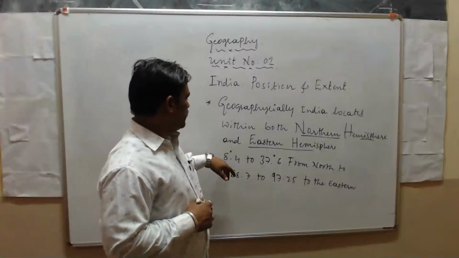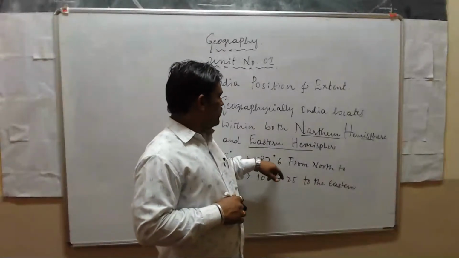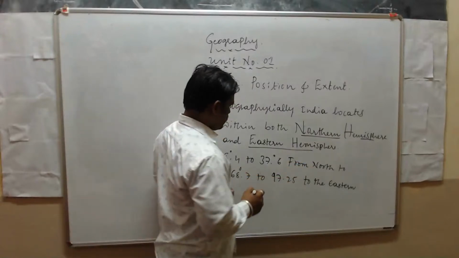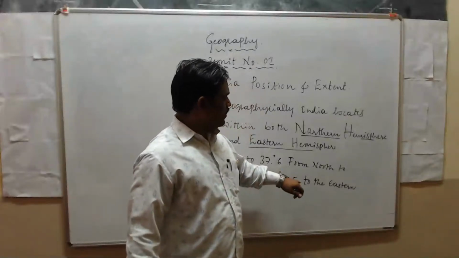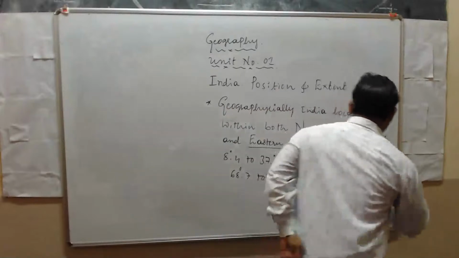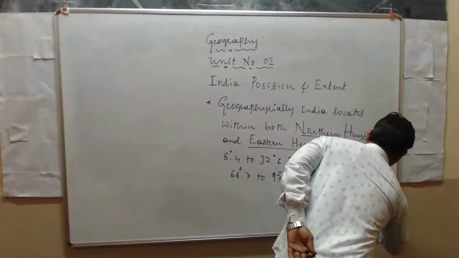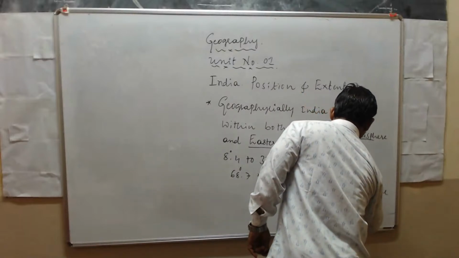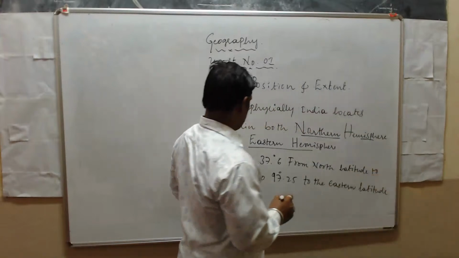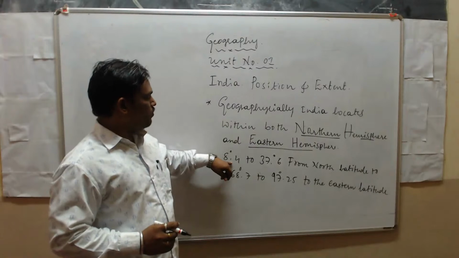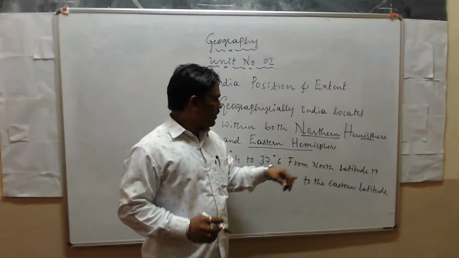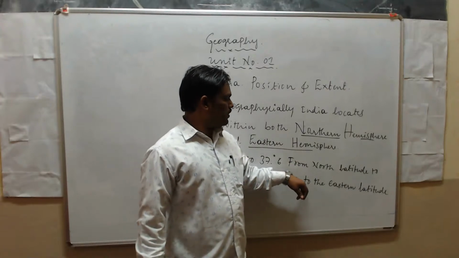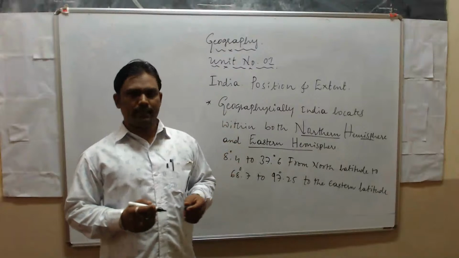Geographically, India extends from 8.4 to 37.6 degrees north latitude, and from 68.7 degrees to 97.25 degrees east longitude. Geographically, it extended.